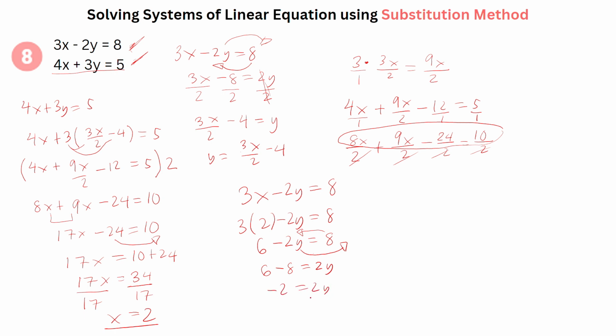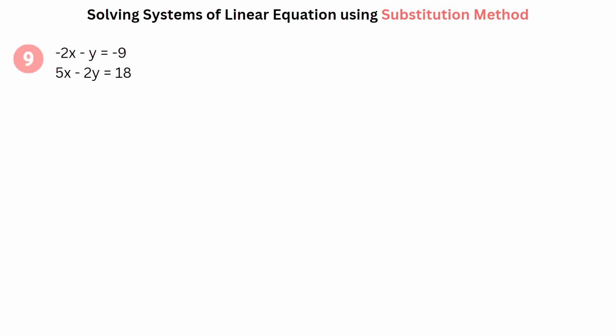How do you solve for y? Divide this by 2, divide this by 2. So negative 1 is equal to y, or I mean using symmetric property, y is equal to negative 1. So our final answer, or the solution, would be, again, x comma y, right? What's the value of x? 2. What's the value of y? Negative 1. So this is our final answer here. 2 comma negative 1.